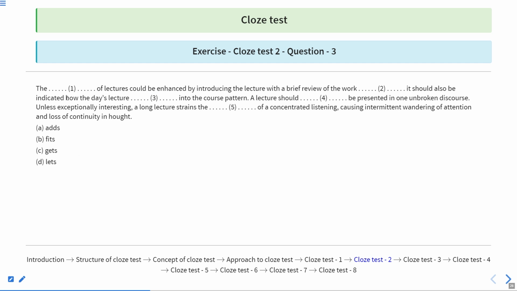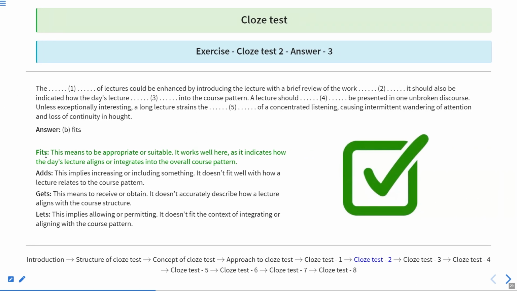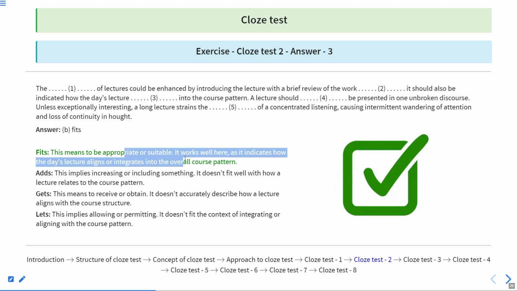So it will be how the day's lecture adds into the course pattern, how the day's lecture fits into the course pattern. This seems to be correct. How the day's lecture gets into the course pattern? No, not really. Because it does not get into a course pattern. It already exists. A course pattern already exists. Is it lets? How the day's lecture lets into the course pattern? Again, it doesn't make grammatical sense. So the correct answer is, of course, fits. It means appropriate or suitable.